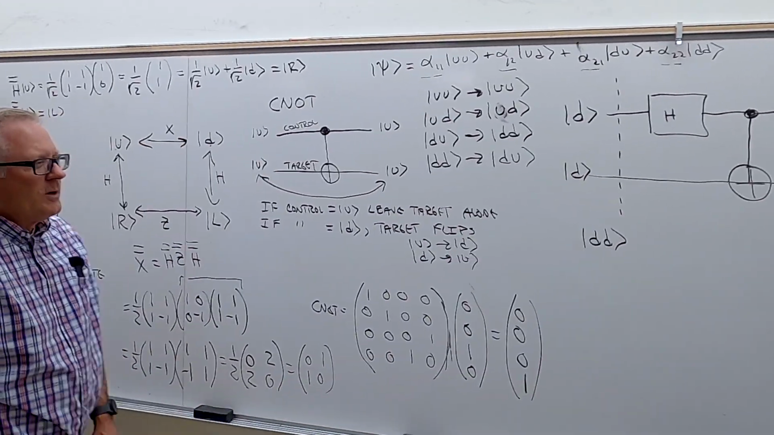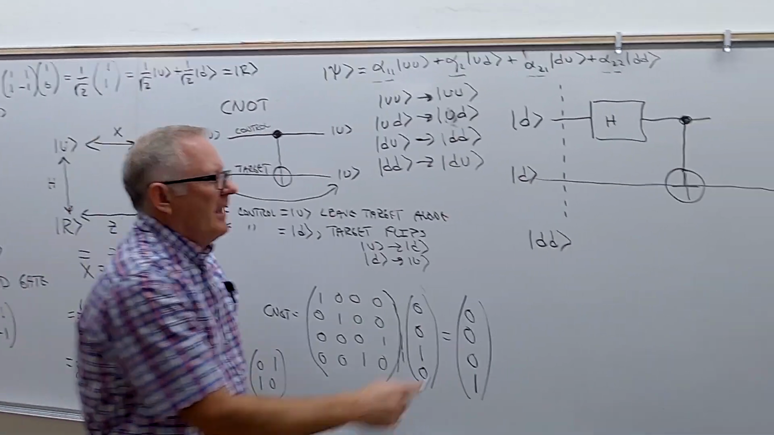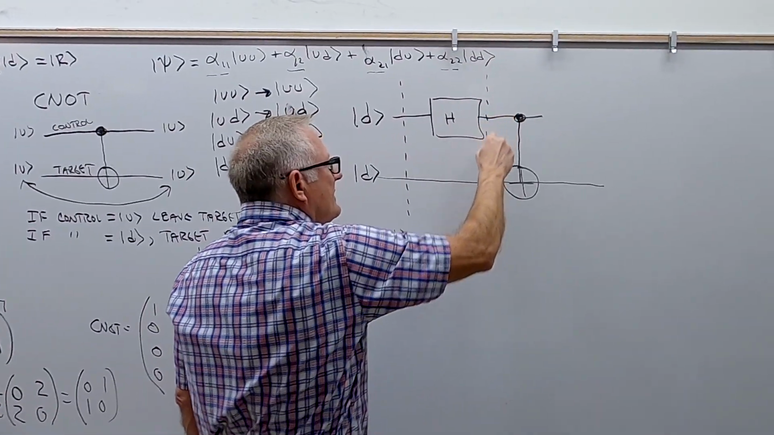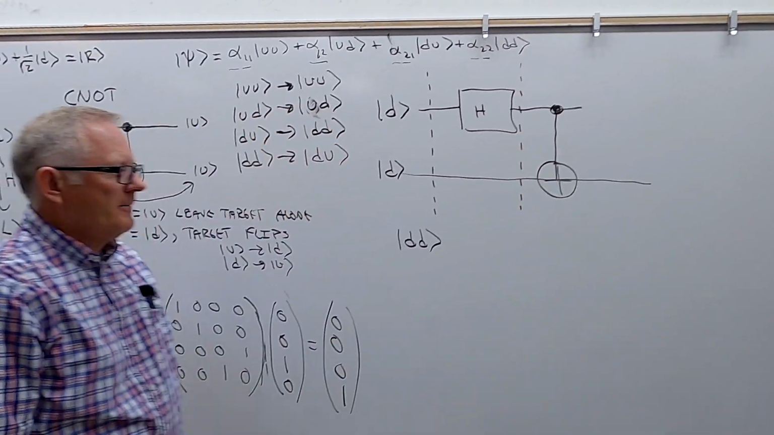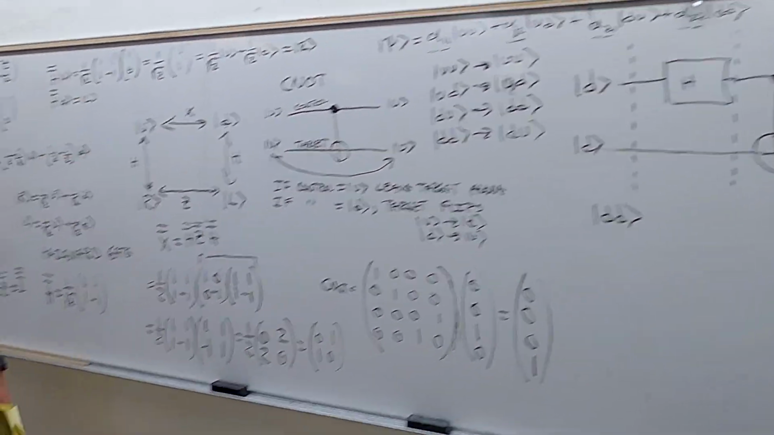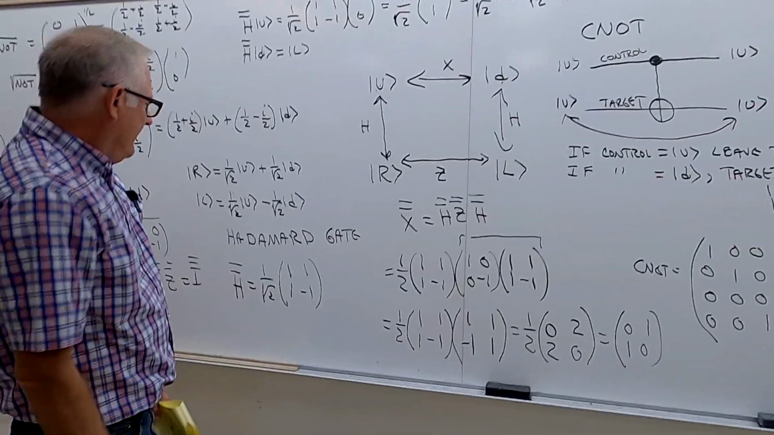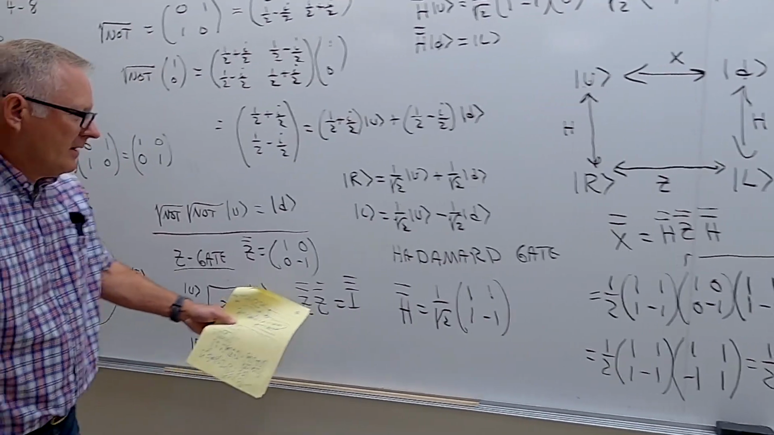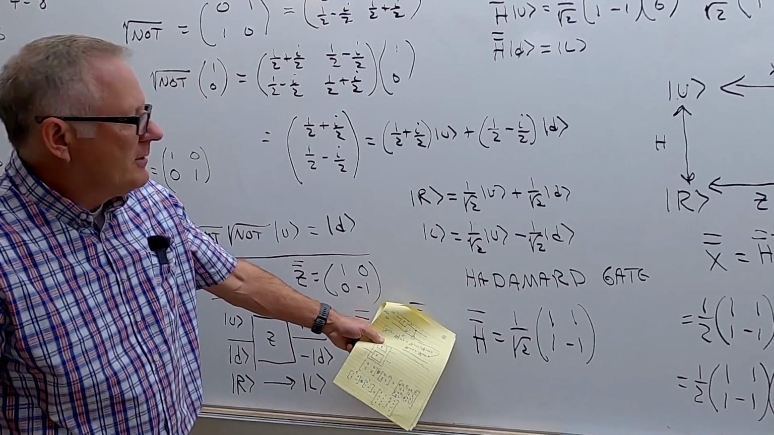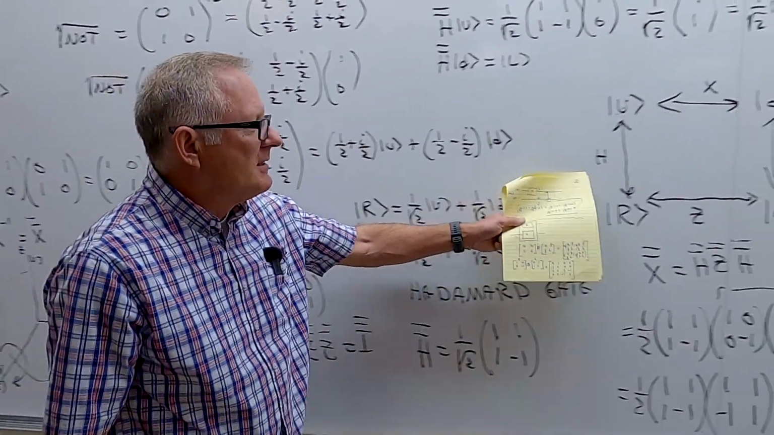Now the first one goes through an H gate. So we can say, what do we have right there? Well, what does the H do? The H right here, what did we say the H did? Maybe we can just say it right here.